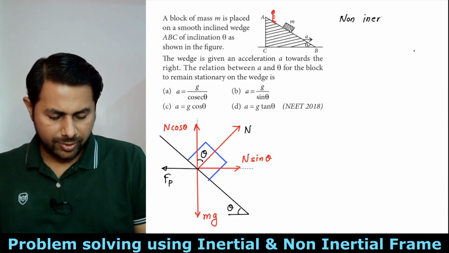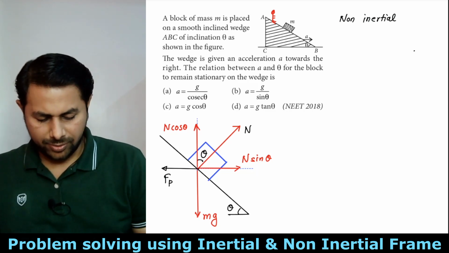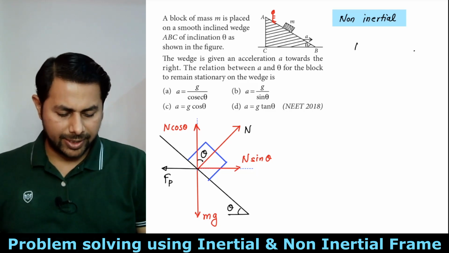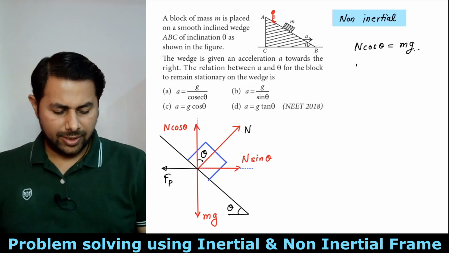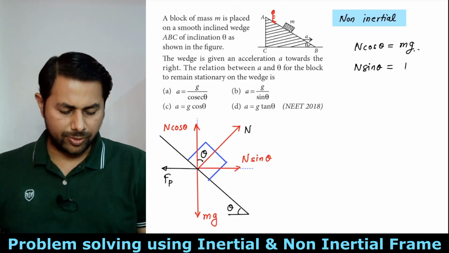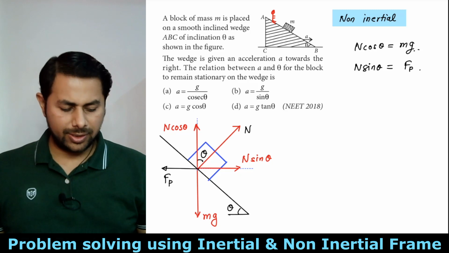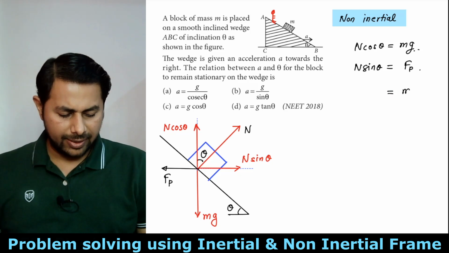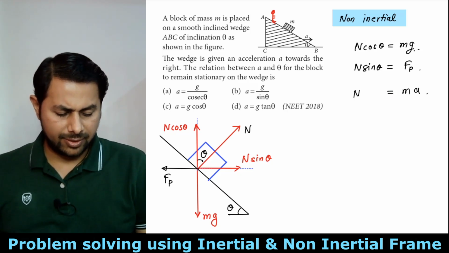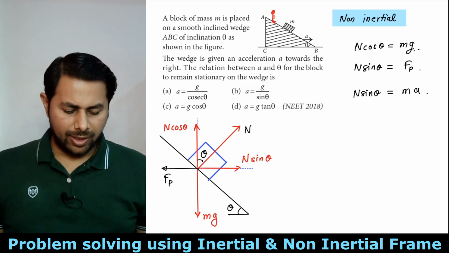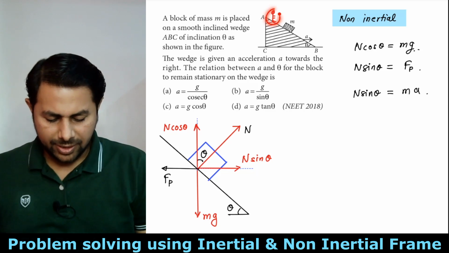So in the non-inertial frame of reference also, weight is balanced by the vertical component of normal reaction. So N cos theta is equal to mg, and N sin theta is equal to what? In magnitude it is equal to the pseudo force Fp. And what is the pseudo force? We know the magnitude of the pseudo force is mass multiplied by acceleration of the system, m times a. So then it comes out to be the same. The next steps are the same. There is only one difference, that is the difference in thinking.